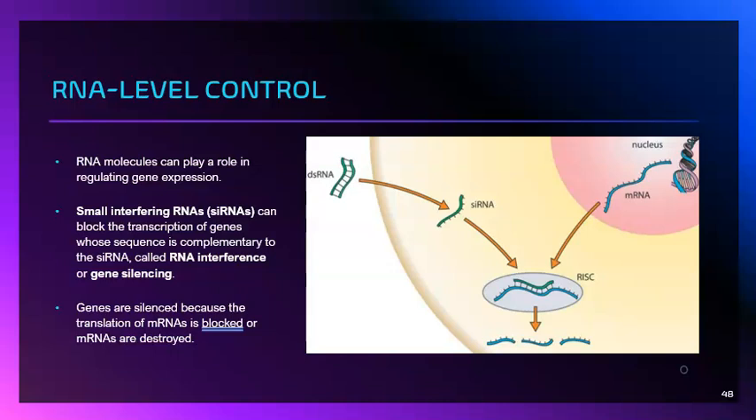So genes are silenced because the translation of mRNAs is blocked or mRNAs are destroyed. So here you can see our mRNA, which is ready to be transcribed, but because the siRNA is complementary and has bound to it, that gene has been silenced. There's nothing to be copied because it's not open and available for a copy to be made.